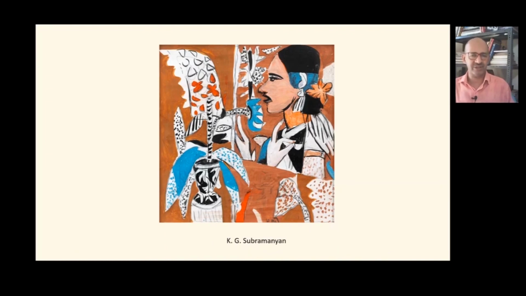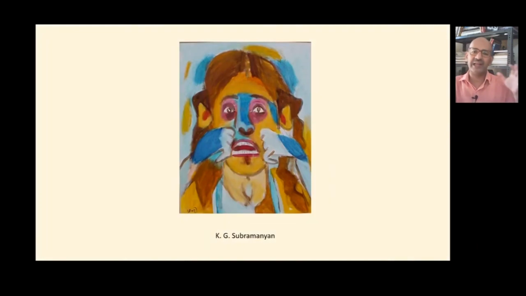Similarly, in painting also, we have somebody like K.G. Subramanian, vigorously and sometimes aggressively playing with the figures, dismantling its units, realigning them with a different logic, and therefore creating unexpected or unpredictable expressions.